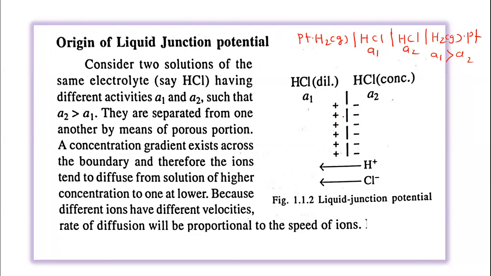Okay, so a positive-negative charge separation takes place, as a greater number of positive ions are here at the boundary, or at the contact between the two electrolytes. This positive-negative charge separation is responsible for the development of the liquid junction potential.